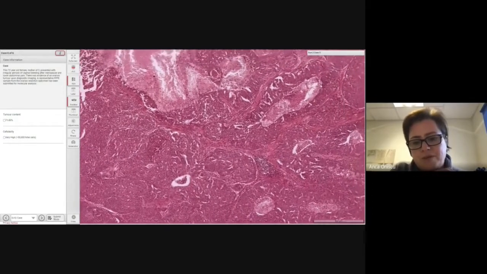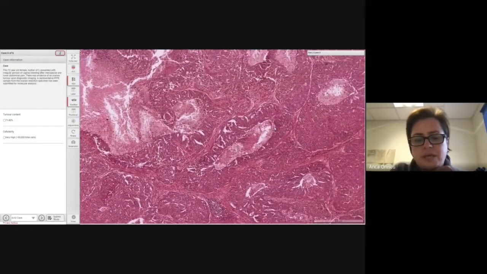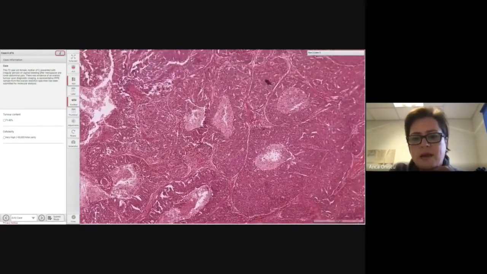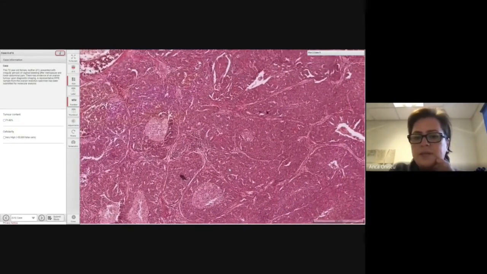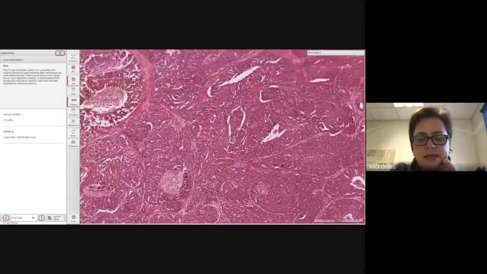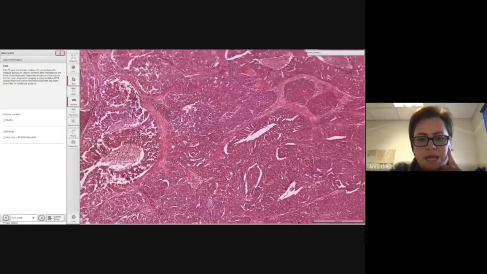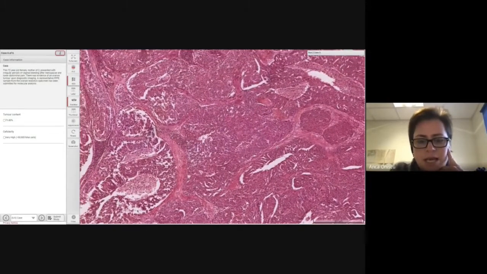The areas of necrosis are present centrally, so I don't think it's really worth considering leaving out any of this necrosis. And it's not very significant. It's not something that really is present in large parts of the tumor section.